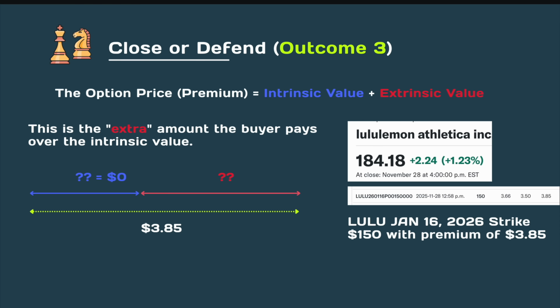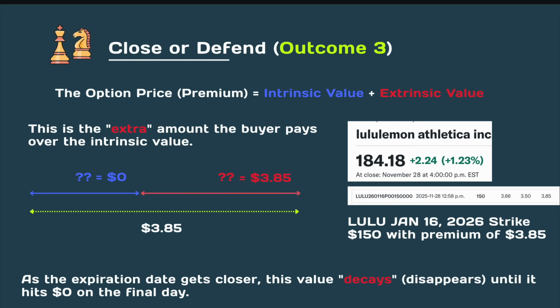And because the equation for the price of the option, or the premium of the option, is equal to the sum of the intrinsic plus extrinsic value, that means that the extrinsic value is completely making up the price of this option. And lastly, as we march towards expiration date, what you're going to realize is the decay of this extrinsic value. It's going to start decaying and disappearing until it hits 0 on the final day.